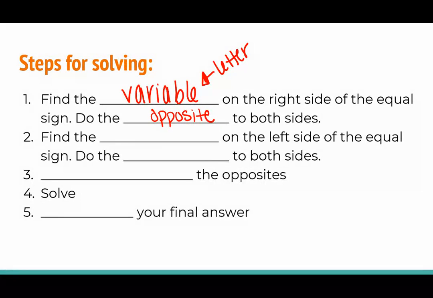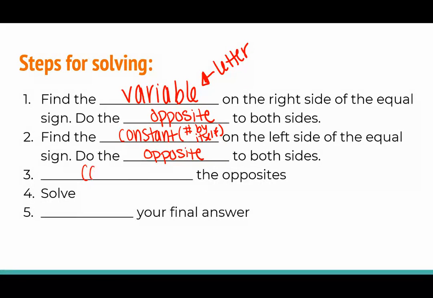So once you find the variable on the right-hand side and do the opposite, the next step is to find the constant that's on the left-hand side. Remember, the constant is just the number by itself, and you're going to do the opposite. So you find the variable on the right, take it to the other side, you do your constant on the left, do the opposite, and it ends up taking it to the other side.